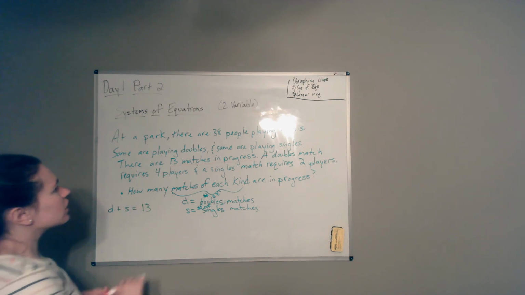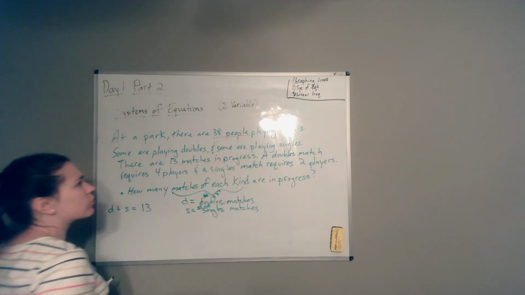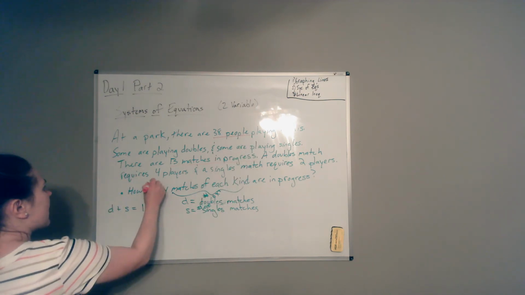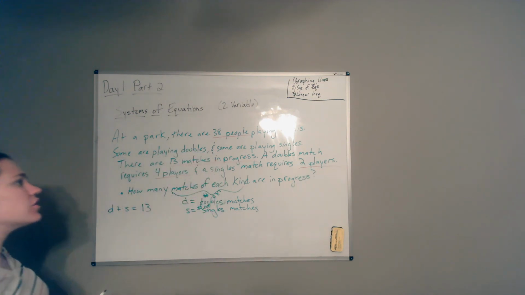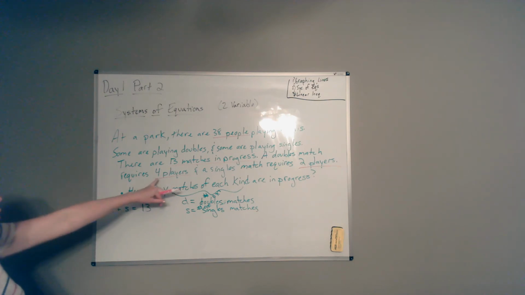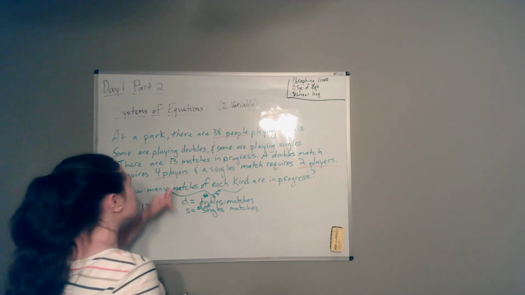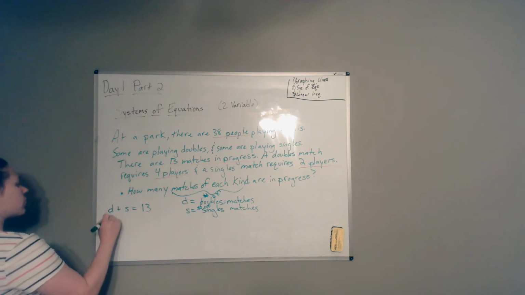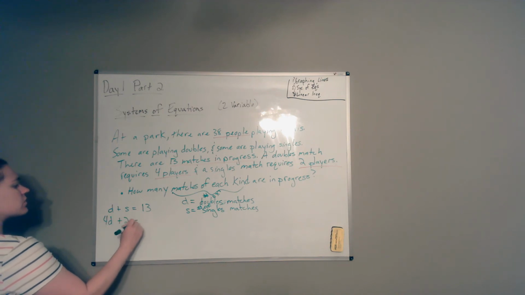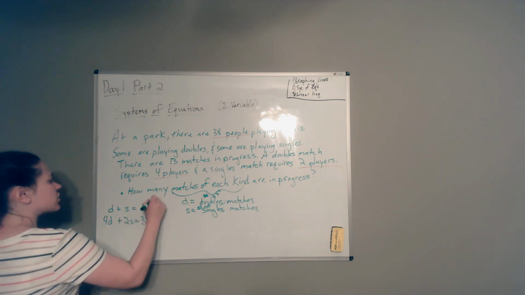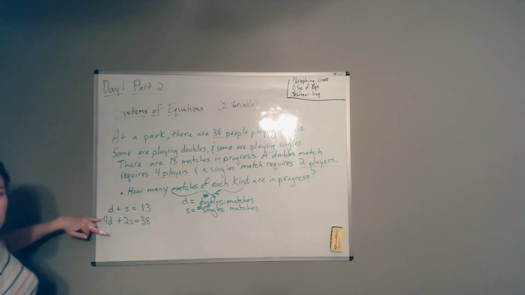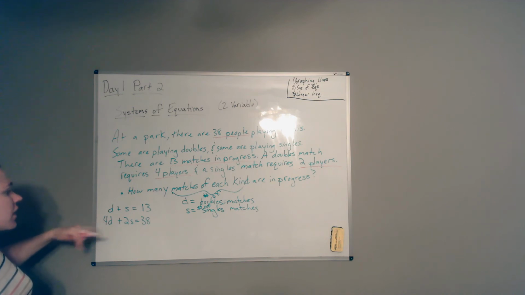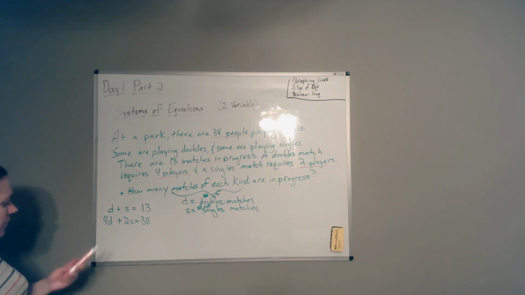And now it says that there are 38 people in total playing tennis. Every doubles match requires 4 players and every singles match requires 2 players. So for every doubles match, which is D, the number of doubles matches, there are 4. So if there were 2 doubles matches, that would be 8 players. So that's 4D plus 2S equals 38. So this equation represents the total amount of matches, and this represents the total amount of players. So we can solve this system of equations.